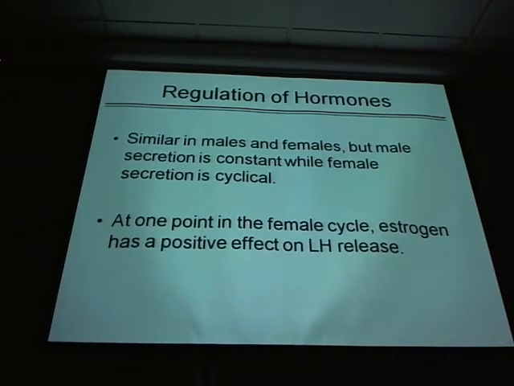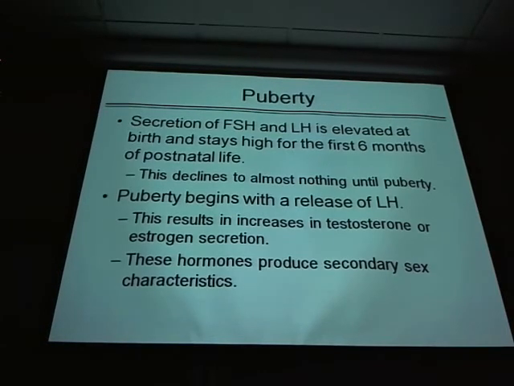Female cycle: estrogen has a positive effect on LH release. LH goes up, estrogen goes down. At puberty, FSH and LH are elevated, and then they decline until puberty. And then they go crazy at puberty. Development of increases in testosterone and estrogen, and then secondary sex characteristics come out after the hormones are released.